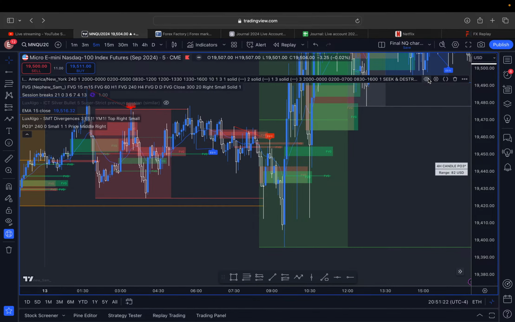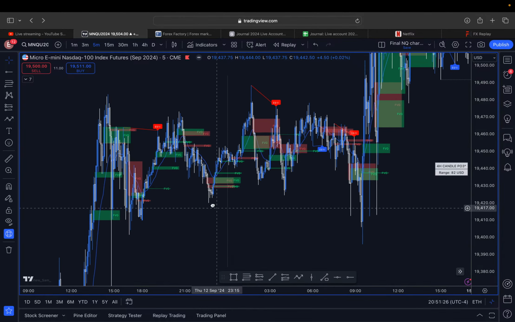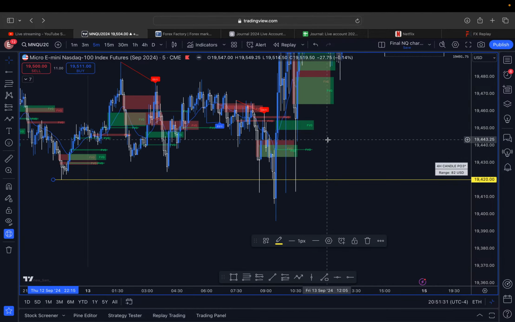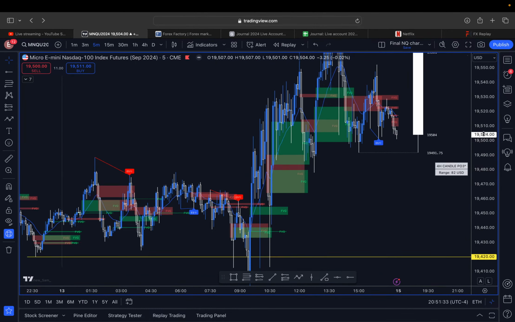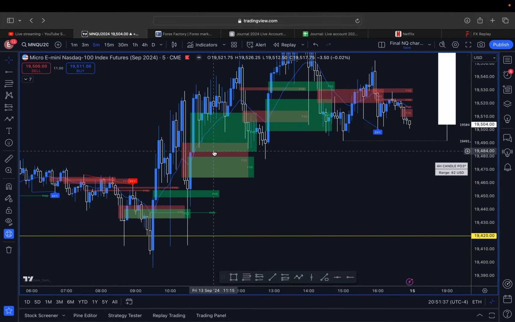But my fair value gaps are always going to be there. So now we know, okay, this is the Asian and London low. Boom. Once we sweep this, we're going up. Then you could just draw it like that. But look at all these gaps. I'm not drawing all these gaps. And you don't know which one's going to be respected.